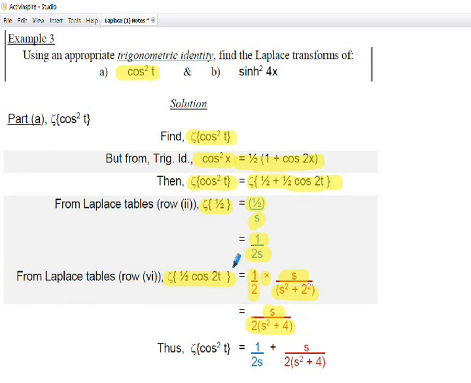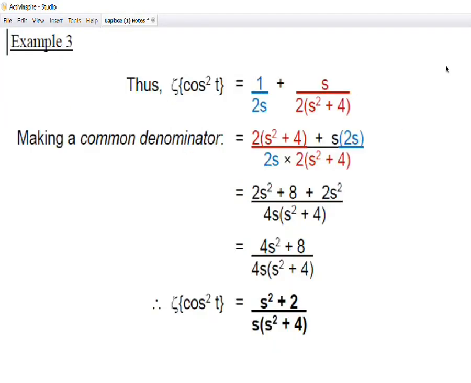Now bringing those two terms together, for the Laplace of cos squared t, we've got 1 upon 2s plus s upon 2s squared plus 4. So we managed to take the non-standard cos squared t and put it into two Laplace transforms. Sometimes though we simplify them further, as we've done in this case.